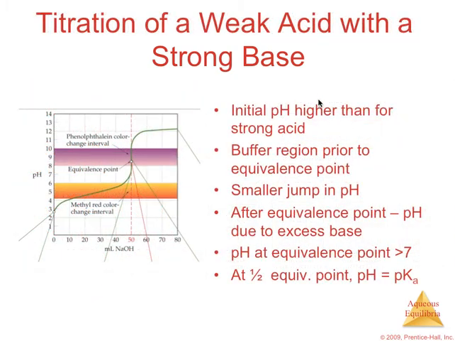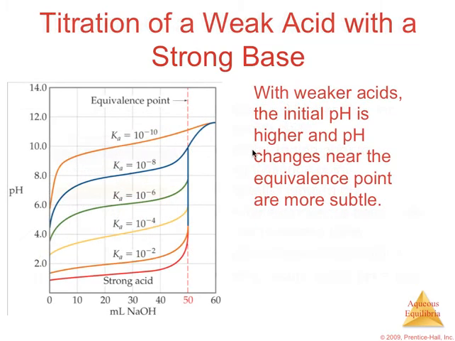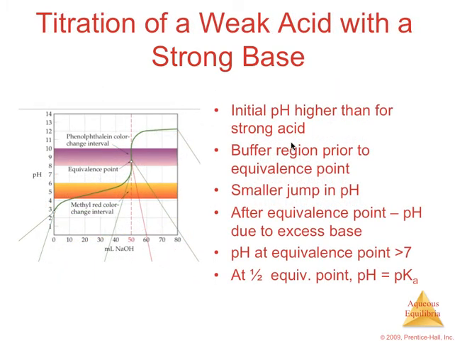Okay, so things to remember about the curve for a weak acid with a strong base. The initial pH is higher than for a strong acid. We have a buffer region prior to the equivalence point. There is a smaller jump in pH at the equivalence point, and then after the equivalence point, the pH again is due to the excess base. The pH at the equivalence point is greater than 7.